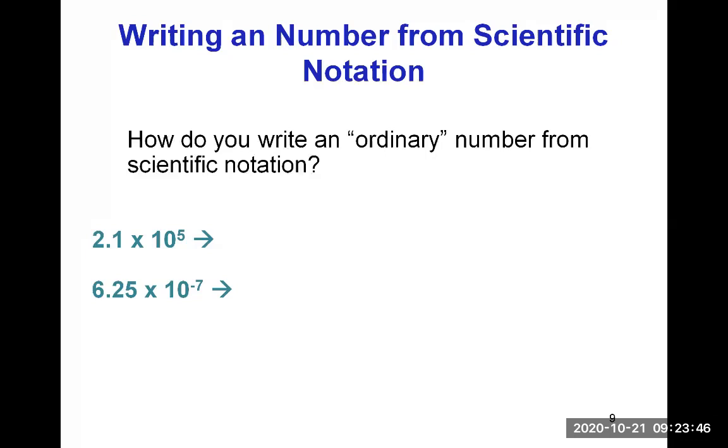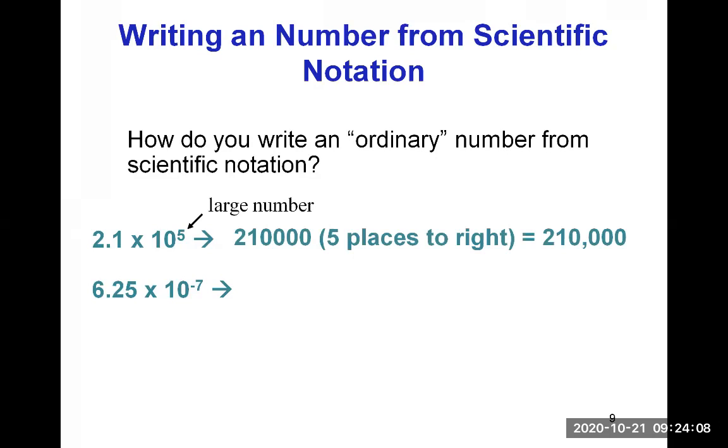So 2.1 times 10 to the fifth, it's a positive exponent, which means it's a large number. Here 10 to the fifth means you will need to multiply by 10 five times. So 2.1 times 10 times 10 times 10 times 10 times 10, and that's 210,000. You moved five places to the right. And if we confirm that, you go from 2.1 and you move 1, 2, 3, 4, 5 times to the right. And so that's 210,000. A large number because the exponent was positive.